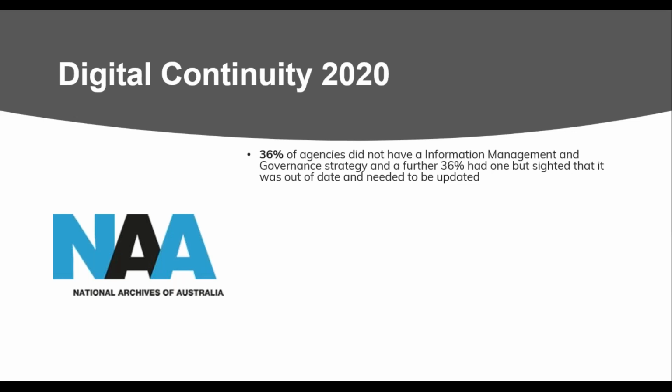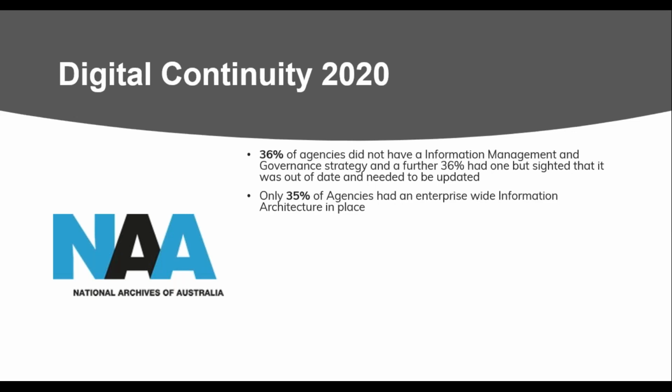I just wanted to call out what we see as some of the really concerning areas of demand that are going to be required for all of us to be able to effectively deliver this digital continuity policy. 36% of agencies didn't have an information management and governance strategy, and a further 36% had one but cited that it was out of date or needed to be updated. This is just, from our perspective, a consequence of change in speed of business. The businesses, the systems, the implementations of systems have all moved at a pace that has made it hard for RIM professionals to keep up.